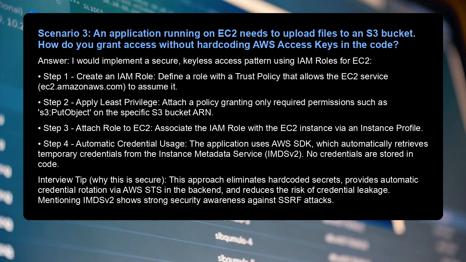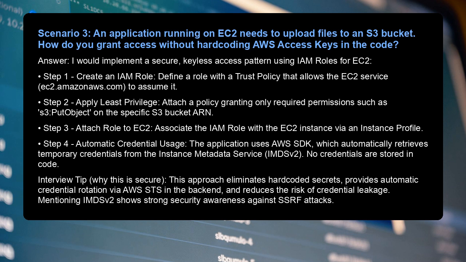Scenario 3. An application running on EC2 needs to upload files to an S3 bucket. How do you grant access without hard-coding AWS access keys in the code? Answer: I would implement a secure keyless access pattern using IAM roles for EC2. Step 1: Create an IAM role. Define a role with a trust policy that allows the EC2 service, ec2.amazonaws.com, to assume it. Step 2: Apply least privilege. Attach a policy granting only required permissions such as s3:PutObject on the specific S3 bucket ARN. Step 3: Attach role to EC2. Associate the IAM role with the EC2 instance via an instance profile.